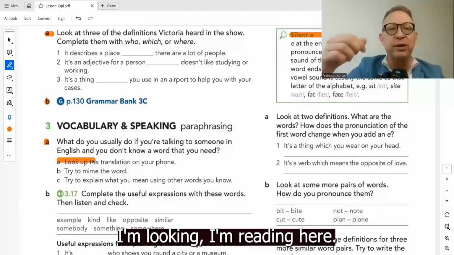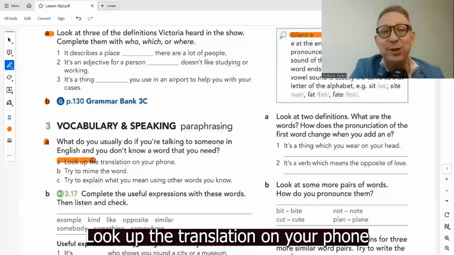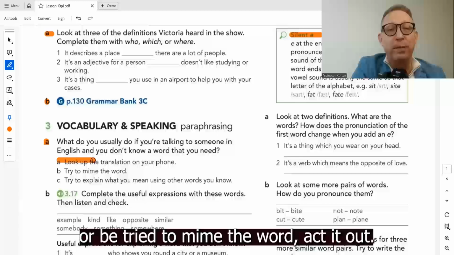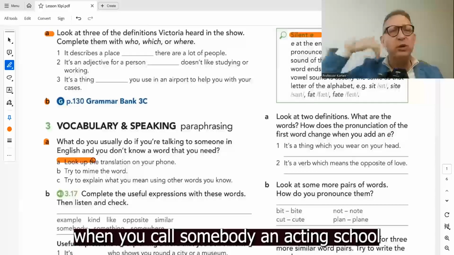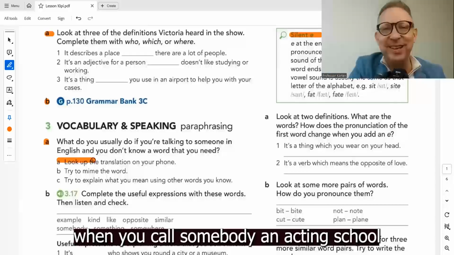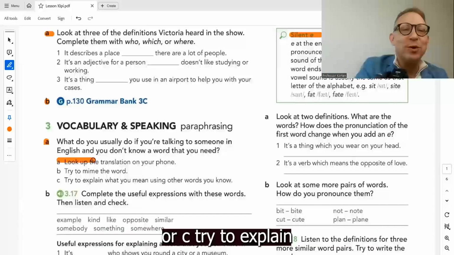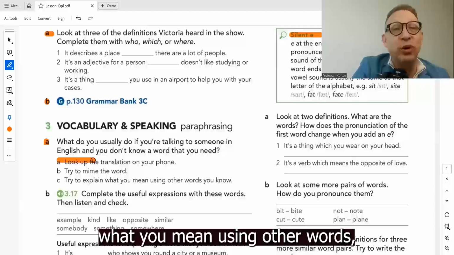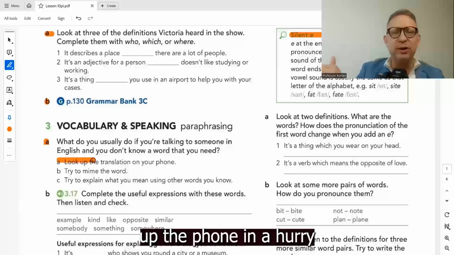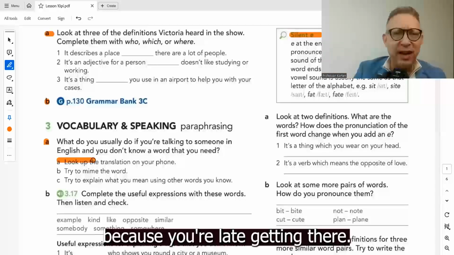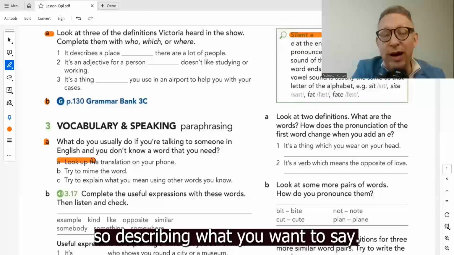Here we go. I'm reading here. Look up the translation on your phone, or B, try to mime the word, act it out. You know, when you call somebody, acting school. Or C, try to explain what you mean using other words. It's when you pick up the phone in a hurry because you're late getting there, something. So describing what you want to say.